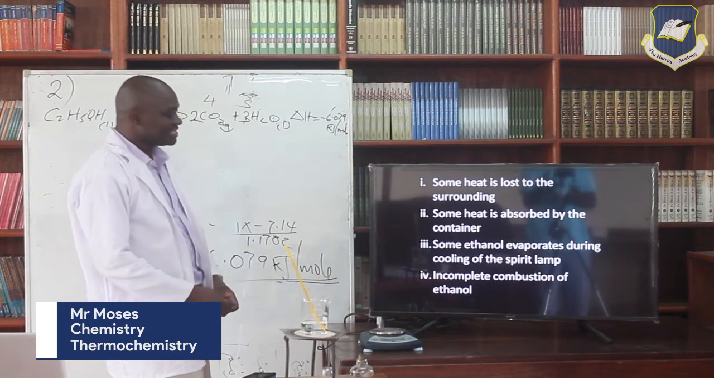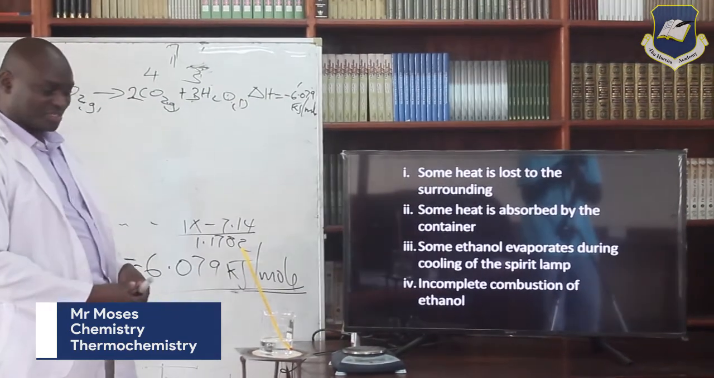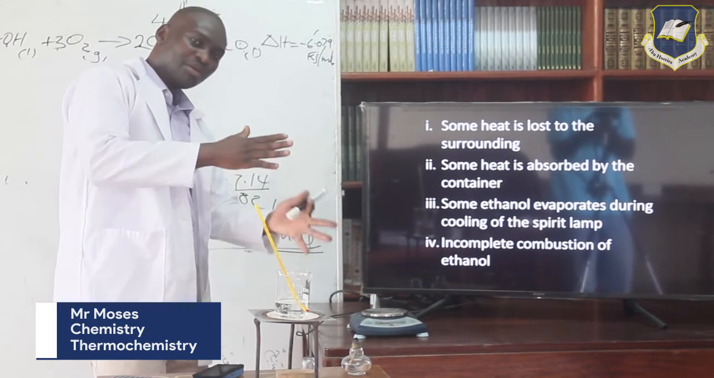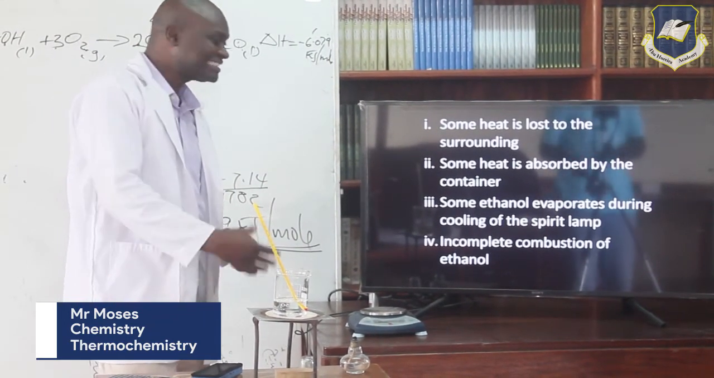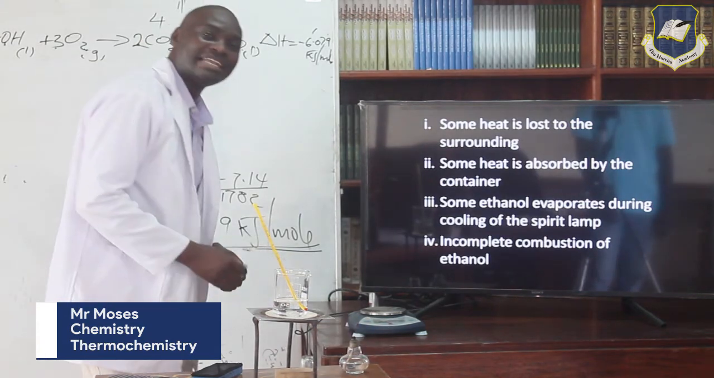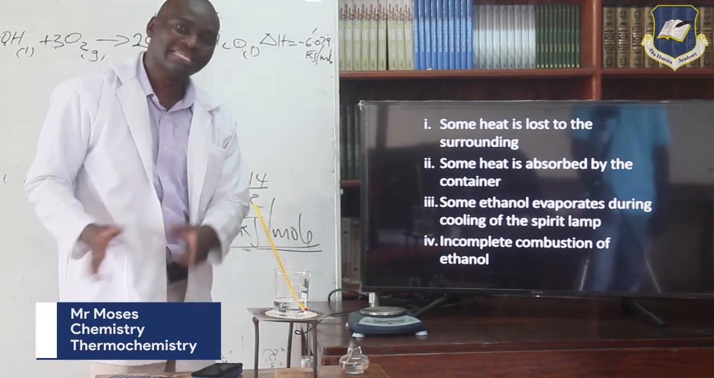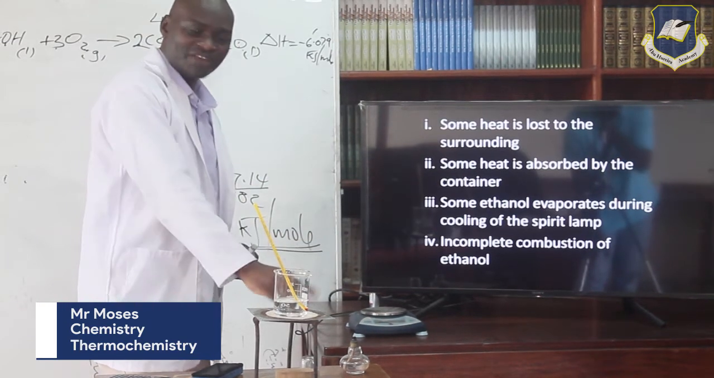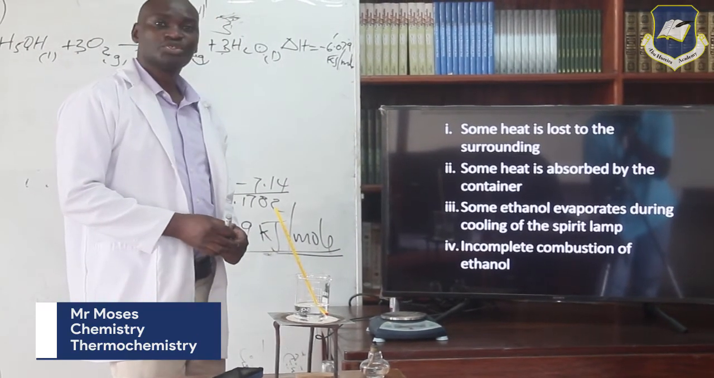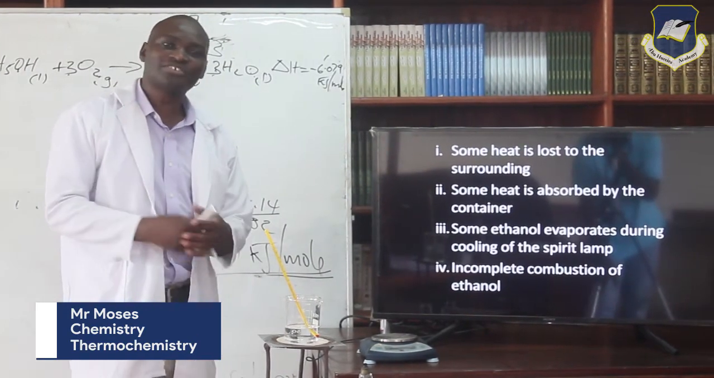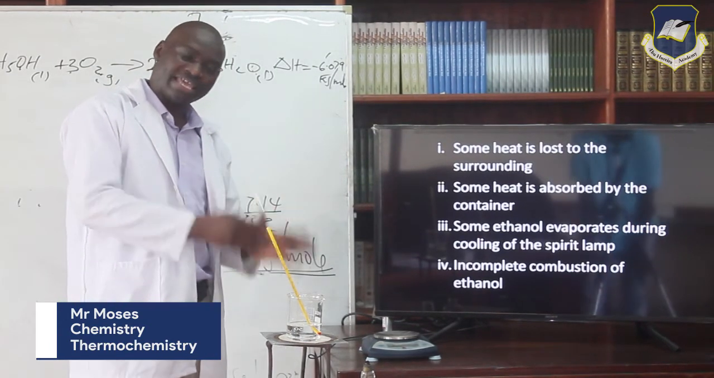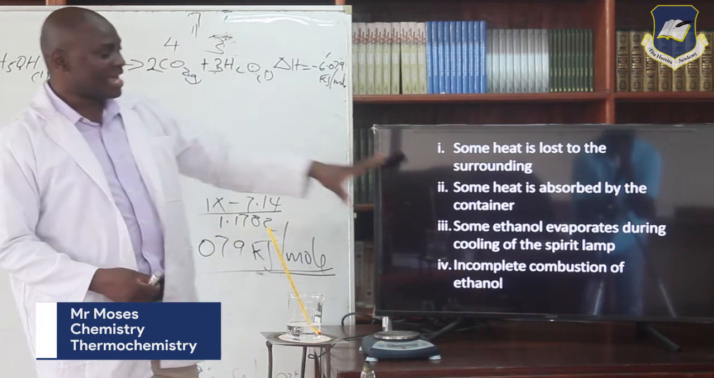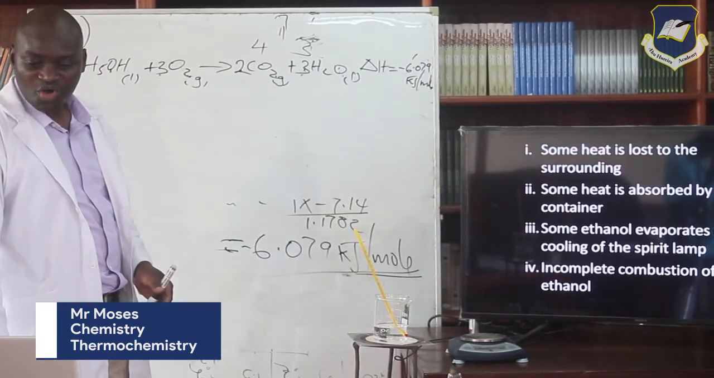Then finally, there is incomplete combustion. So during burning of ethanol, we saw some yellow flame, a mixture of blue and yellow flame. The yellow flame indicates that some of the ethanol molecules did not burn completely, leading to the presence of unburnt carbon particles in the flame, which caused that yellow flame. So there was incomplete combustion, and we know when something undergoes incomplete combustion, the amount of heat released is lower than the expected. So again, that is also a source of error.